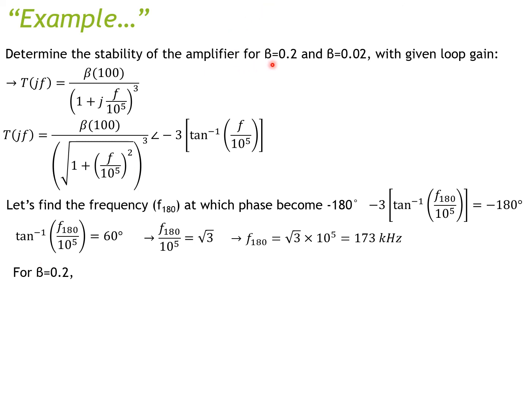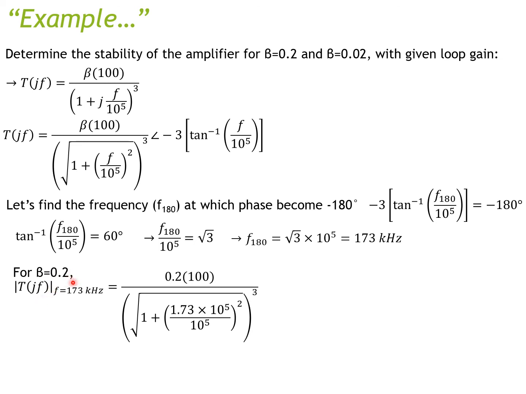The first system will have beta equals 0.2, so we start with that first. We plug in beta equals 0.2 when the frequency is equal to 173 kilohertz. So you see this magnitude term in here, you plug in beta equals 0.2, you plug in the frequency 1.73 multiplied by 10 to the 5th. After you plug in the numbers, you will have a result of 2.5.